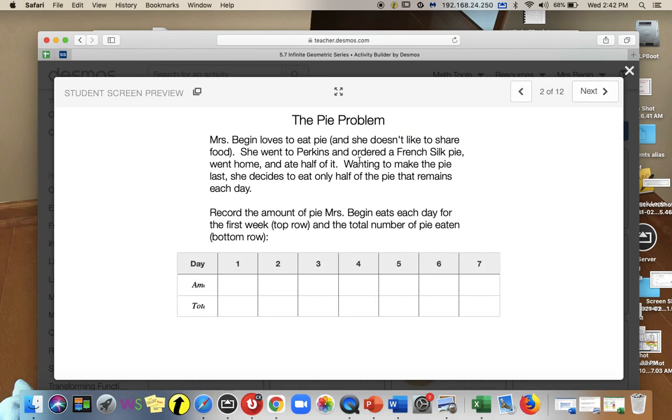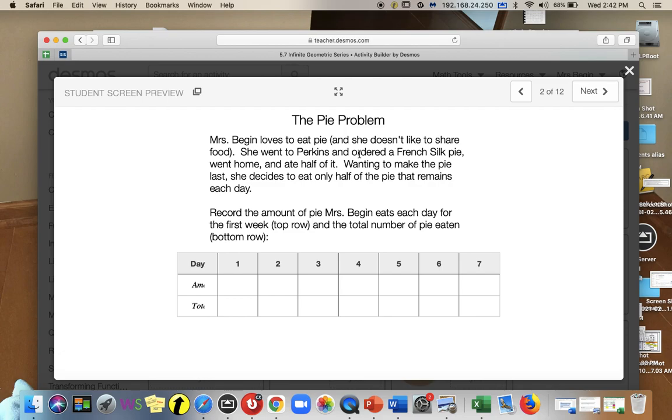All right, the pie problem. So, Miss Bayesian, me, I love to eat pie, and I don't like to share. Let's say I went to Perkins, and I ordered a French silk pie. I went home, and I ate half of it. Wanting to make the pie last, I only eat half of the pie that remains each day.